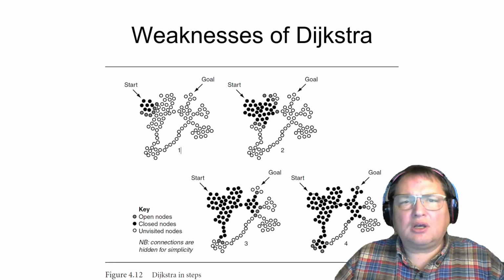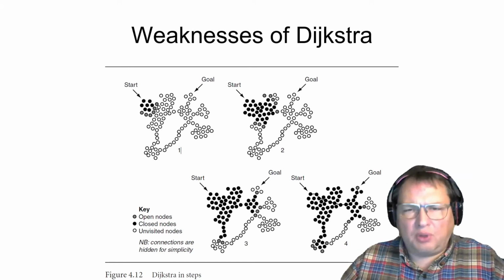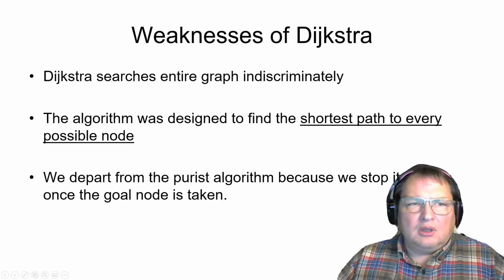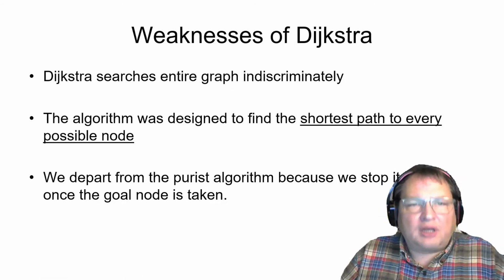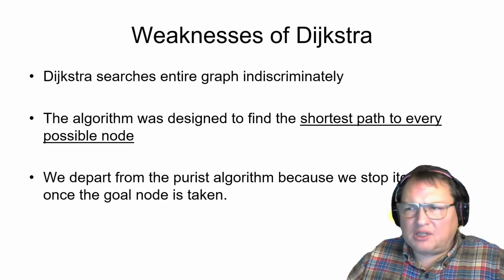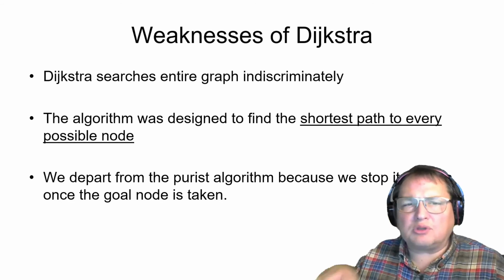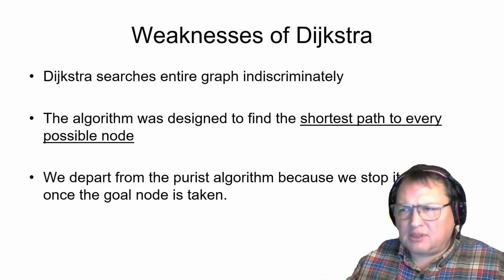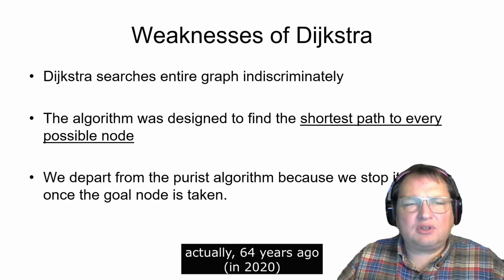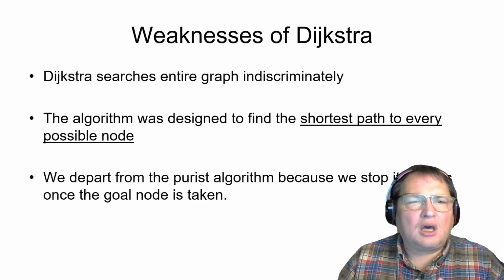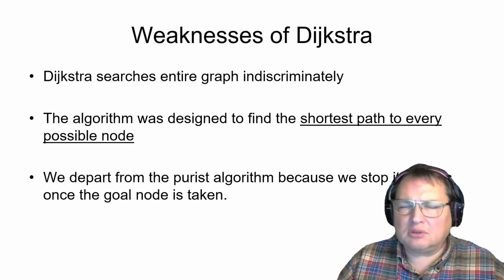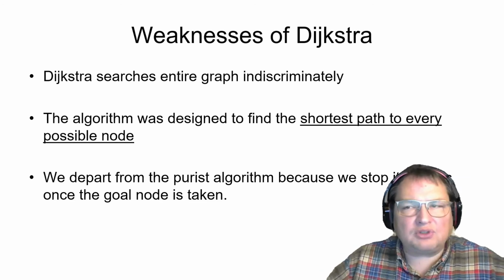So the question is, can we possibly improve it? And you guess, yes, well, of course we can. Dijkstra searches the entire graph indiscriminately. It's not as bad a thing as you might think, because the algorithm was originally designed, just a reminder, in the 50s of the 20th century, like 70 years ago. And this algorithm was designed to find the shortest path to every possible node. So it had to flood the entire graph.